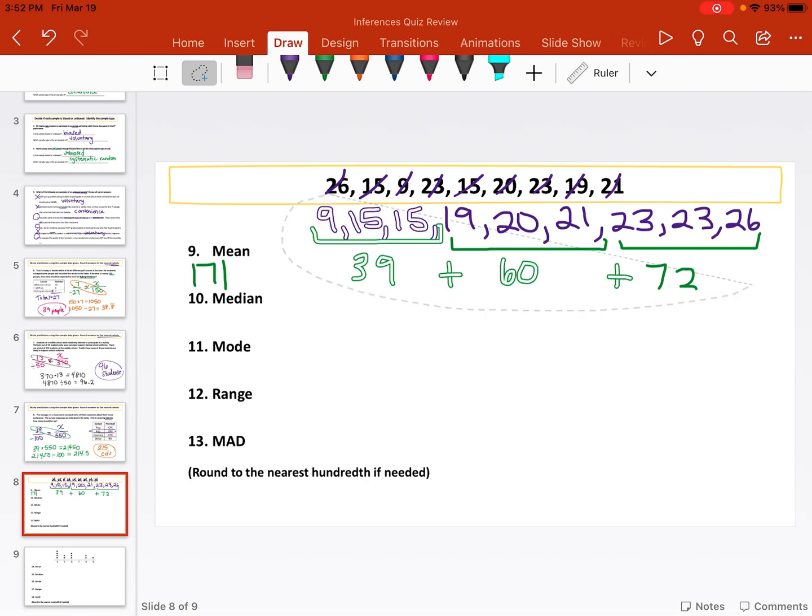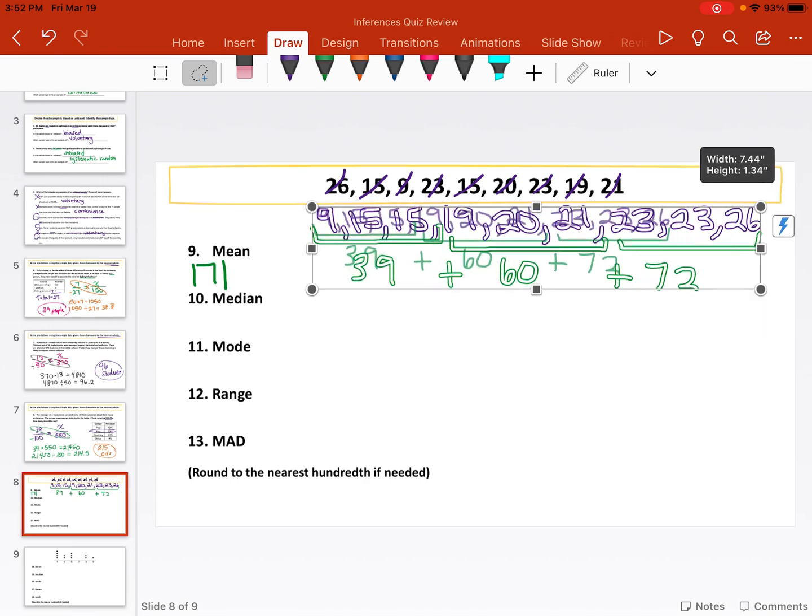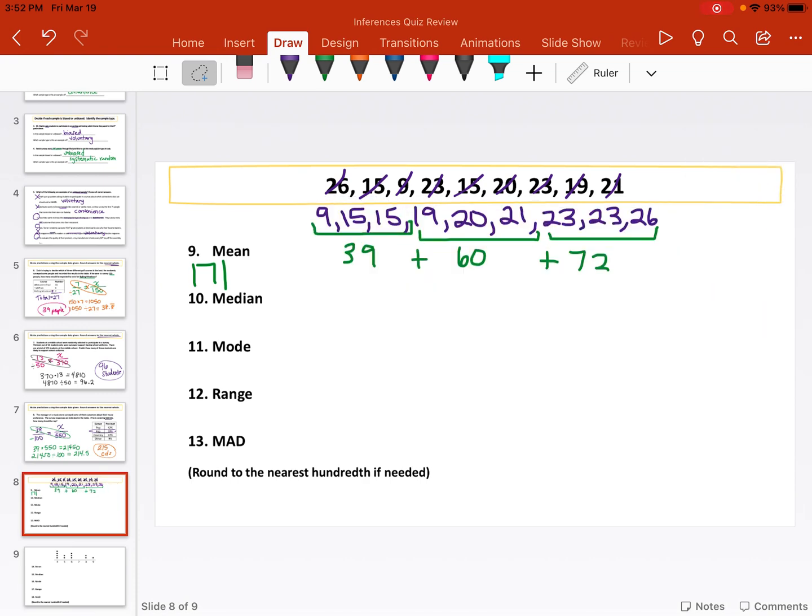Remember though, that is not my final answer. Your mean is when you add them all up and then you divide by how many there were. So originally there were 1, 2, 3, 4, 5, 6, 7, 8, 9 numbers. So divided by 9, again using my calculator, and I get 19 as my answer. Okay, so my mean is 19.